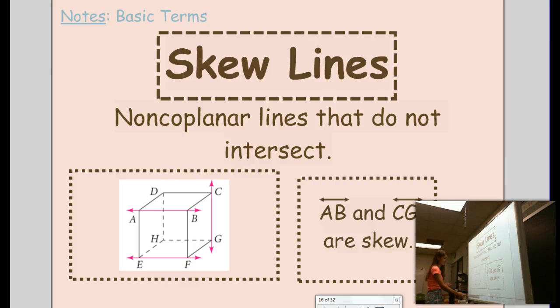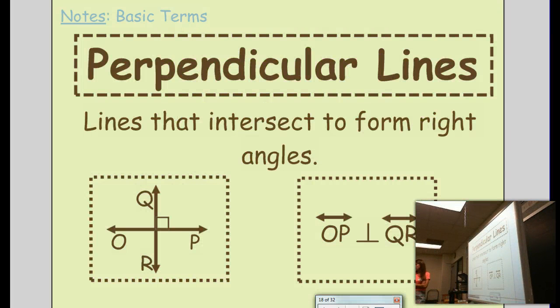Oh, why am I at skew? So perpendicular, make sure you're writing it in the right spot. Lines that intersect to form right angles. That was my bad. I was jumping the gun. Perpendicular, lines that intersect to form right angles.